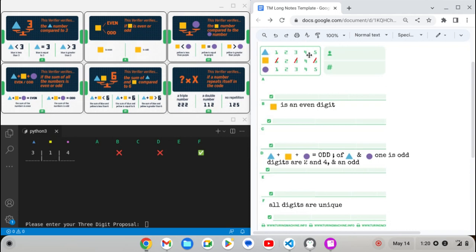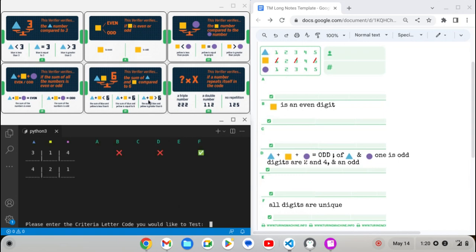So let's try 4, 2, 1. Let's see, that could be a potential. 4, 2, 1 or 2, 4, 5. Yeah, so let's do 4, 2, 1.